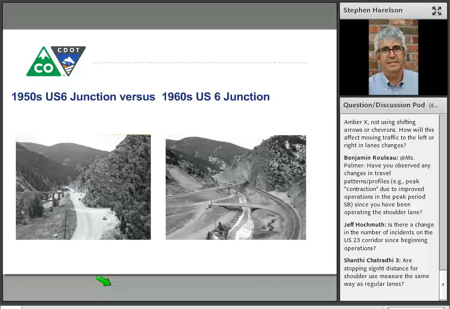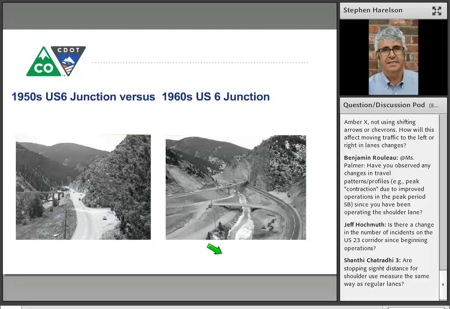One of our big constraints in working in Clear Creek County is the geography. Here are a couple of photographs. The one on the left is the US 6 Interstate 70 junction there at the east end of Clear Creek County. This is old US 40, which is now the interstate, and this is US 6. This is back in like the late 50s, I think, before the interstate was built.